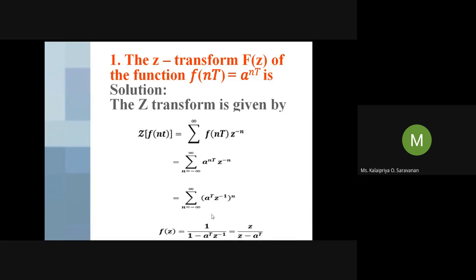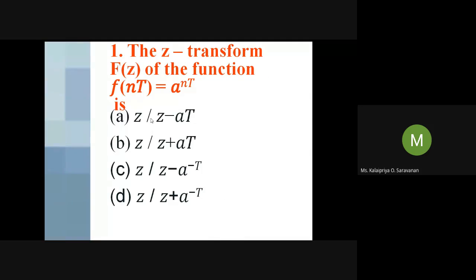So this is in terms of z inverse, and you want to make it in terms of z. You find a power T z inverse here, so bring the z to the denominator. It becomes a power T by z. Then take the LCM and bring it as z by z minus a power T. So the right answer here is option A: z by z minus a power T is your right option.